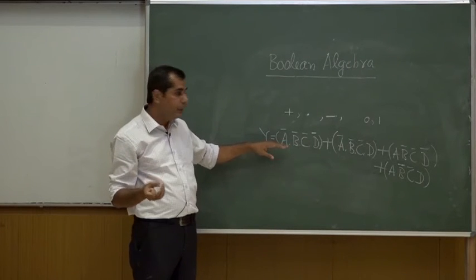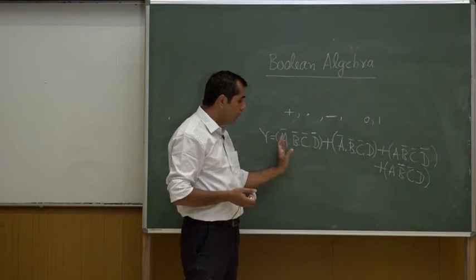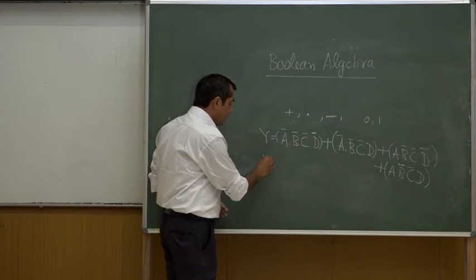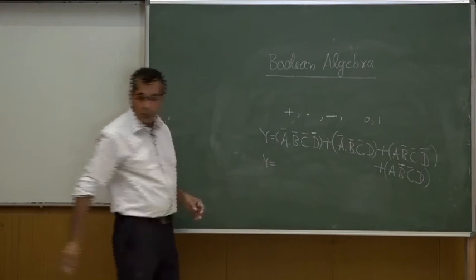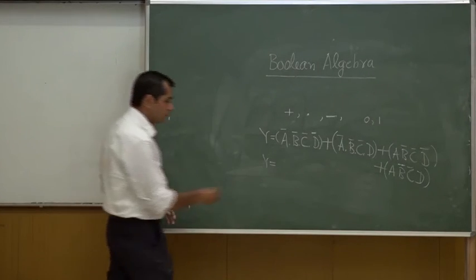For example, if I apply the rules of Boolean algebra to this given function, what I find is that y is simply b bar c bar.